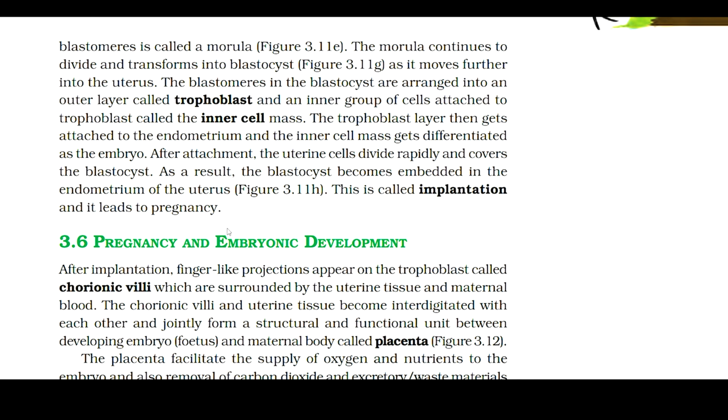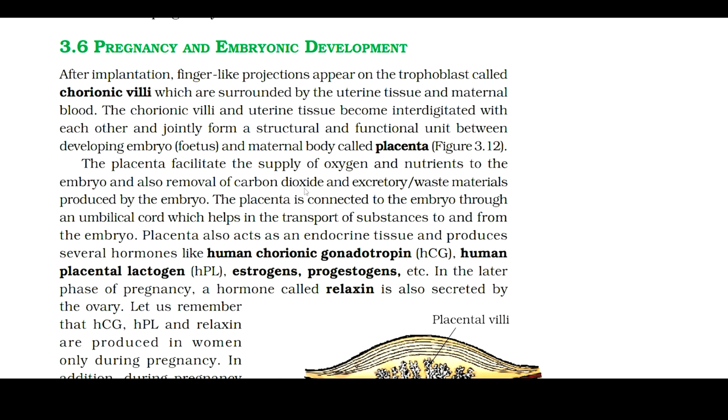After implantation, finger-like projections appear on the trophoblast called chorionic villi, which are surrounded by the uterine tissue and maternal blood. The chorionic villi and uterine tissue become interdigitated with each other and jointly form a structural and functional unit between the developing embryo, which is the fetus, and the maternal body called placenta, which is given in figure 3.12. The placenta facilitates the supply of oxygen and nutrients to the embryo and also the removal of carbon dioxide and excretory or waste materials produced by the embryo.